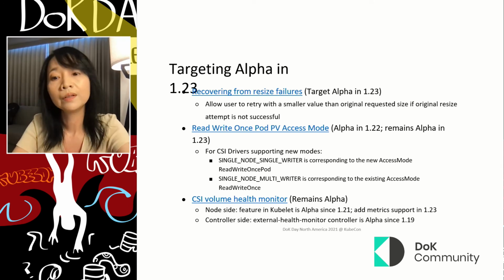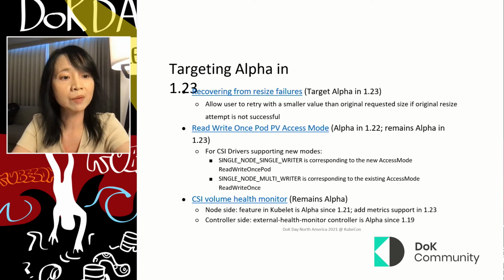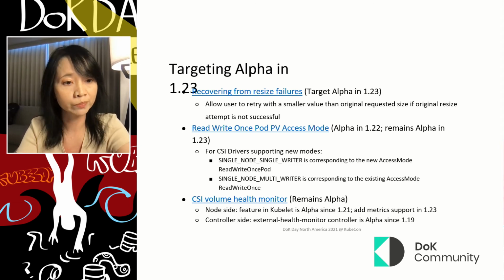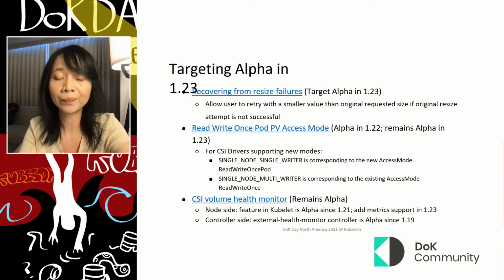And the third one I'm going to talk about here is the alpha feature, volume health monitoring. Without volume health monitoring, Kubernetes has no knowledge of what happened to the underlying volumes on the storage system after a PVC is provisioned and used by a pod. With this feature, the CSI driver can communicate with storage systems, find out what happens to the volumes, and communicate back to Kubernetes. So Kubernetes can report events on PVCs or pods if the volume condition becomes abnormal.